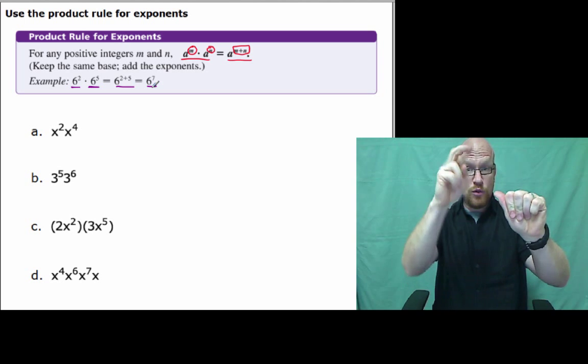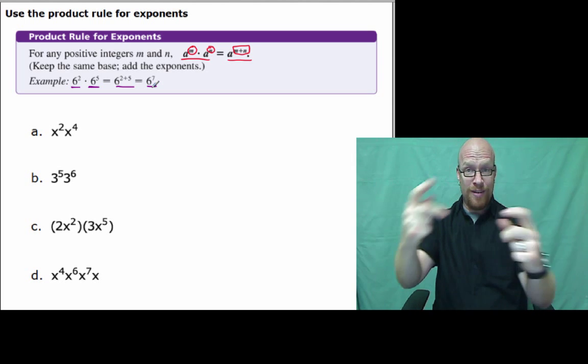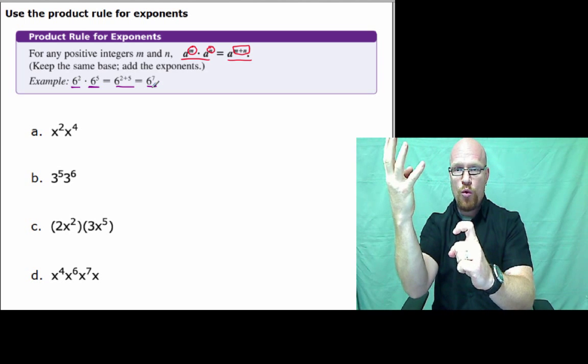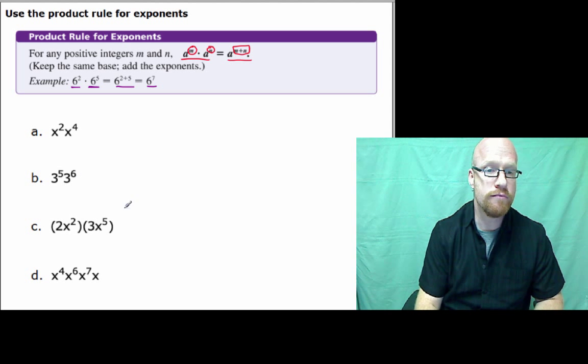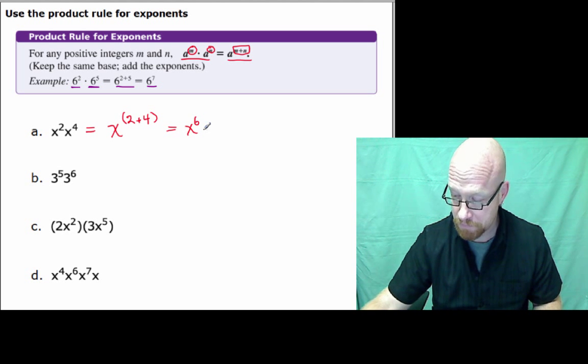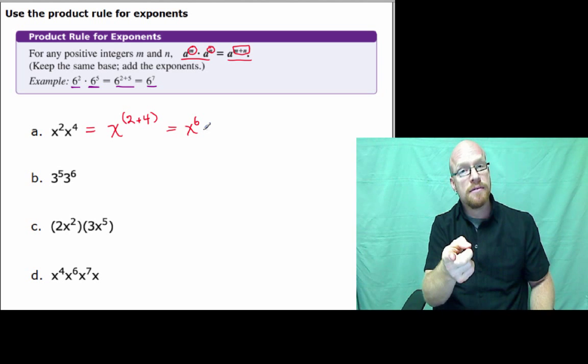For A, we have x squared times x to the 4th. What that means is we carry the base over, it's x to the 2 plus 4 power. And the new power is x to the 6th. This is what the product rule is.